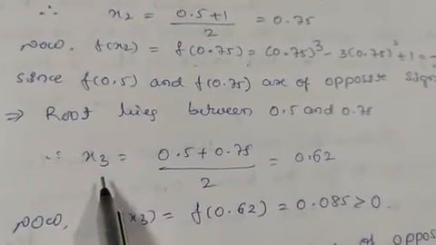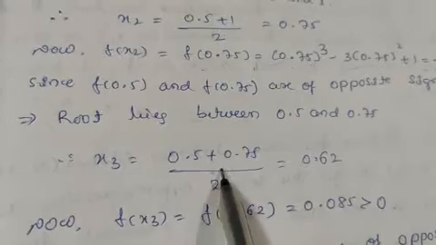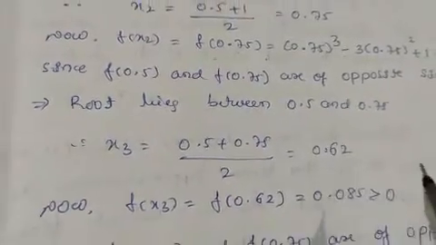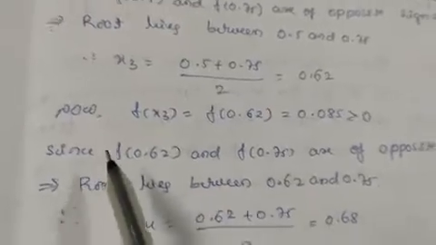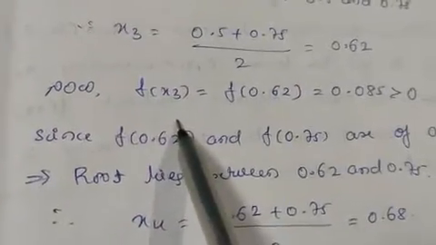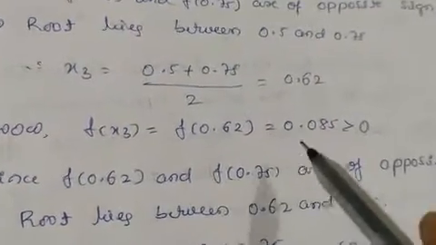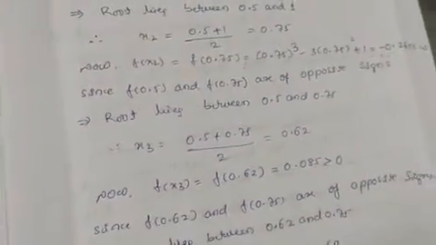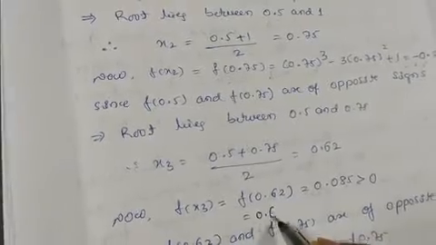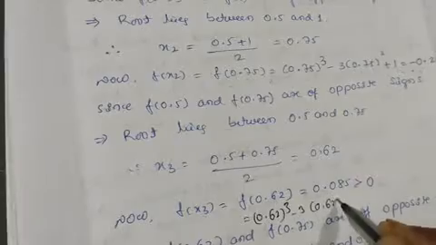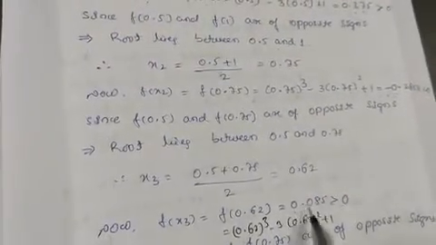So this implies again you divide this interval. 0.75 plus 0.5 divided by 2 is equal to 0.62. This is x3. Now you have to find f of x3. F of x3 is equal to f of 0.62, and again you substitute 0.62: 0.62 whole cube minus 3 into 0.62 whole square plus 1. Find this value. It is positive, 0.085.